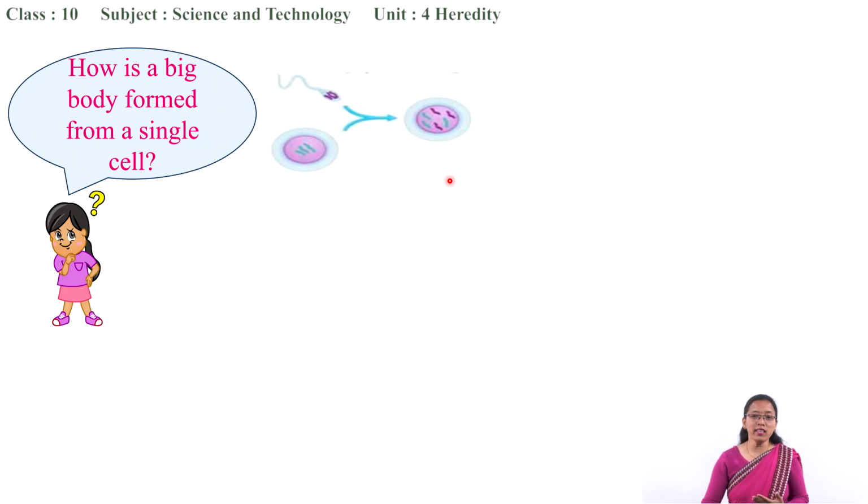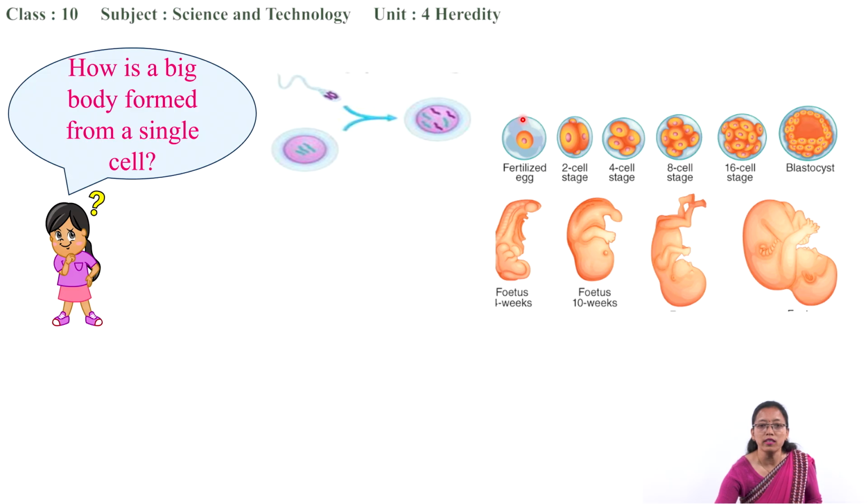Here this single cell zygote develops into a fetus and later into a big animal. In the case of human beings, this is a fertilized egg, which we call a zygote. This zygote undergoes cell division and forms the 2 cell stage, then the 4 cell stage, then the 8 cell stage. In this way the number of cells multiplies and slowly it develops into a blastocyst, then an undifferentiated mass of tissue which we call an embryo. From that embryo, a 1 week fetus is developed.